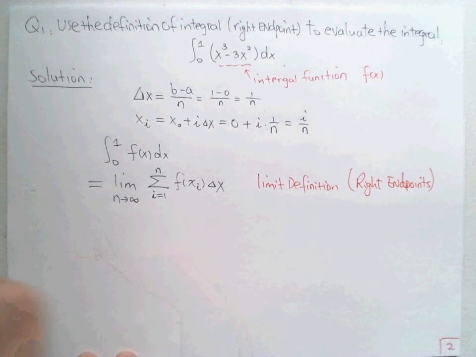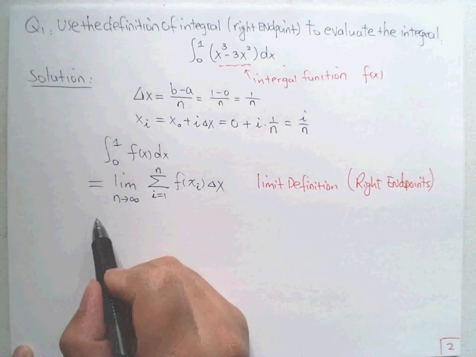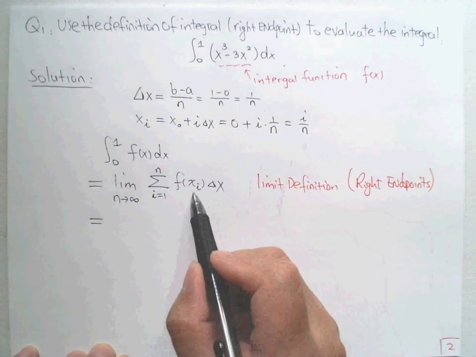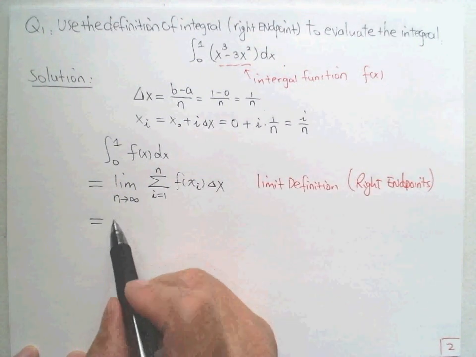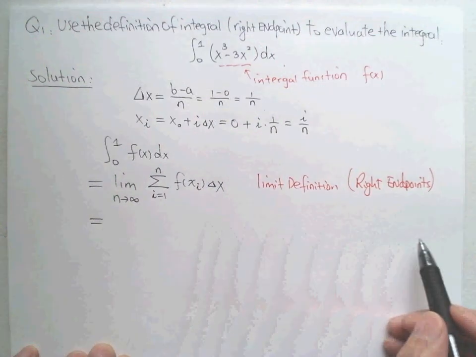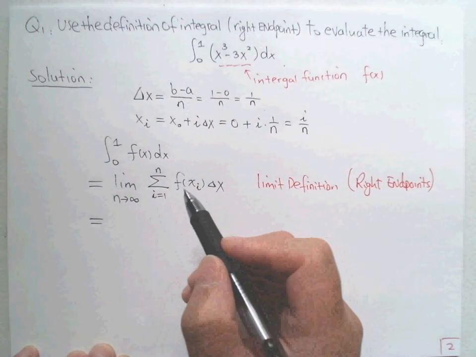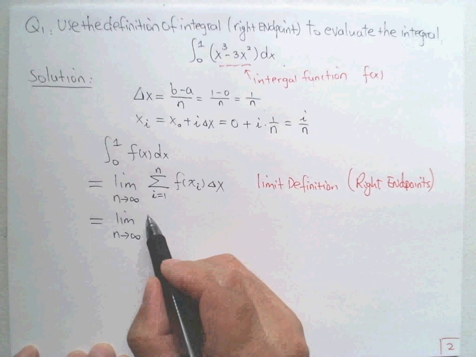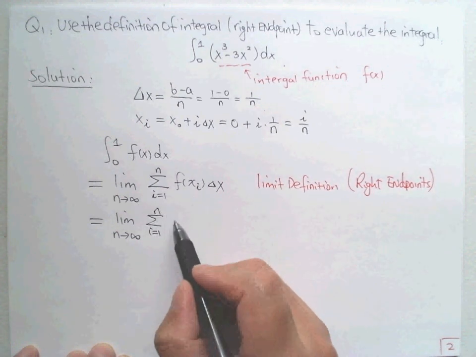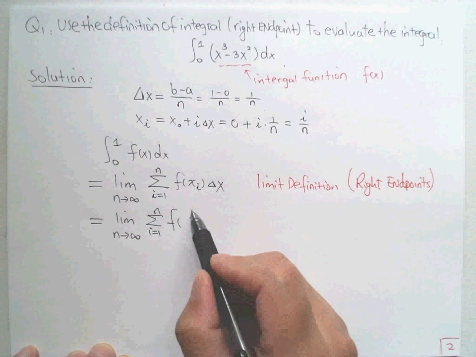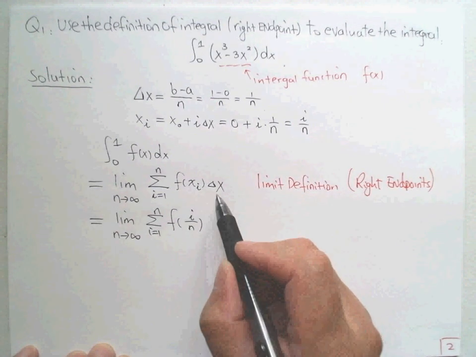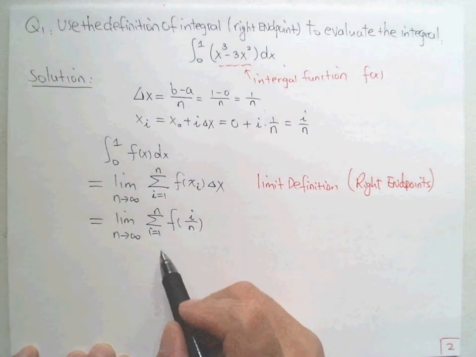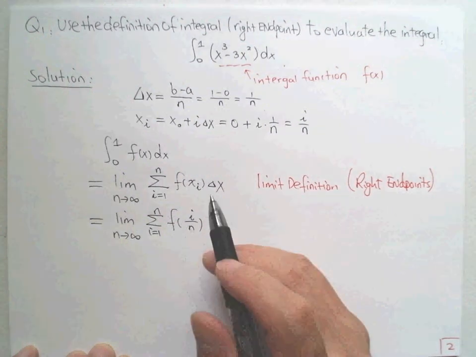I plug in x_i and delta x. Please be patient, this is a longer calculation, and you need to go through it step by step. Follow me: this is the limit as n approaches infinity of the sum from i equals 1 to n of f(i over n). I suggest you don't skip steps, because we have a lot of calculation, and otherwise it's easy to make a mistake.